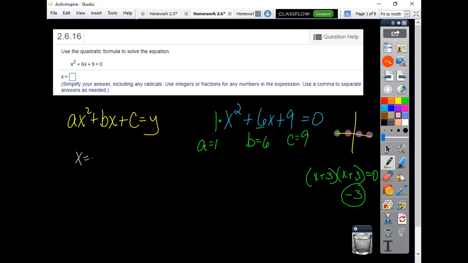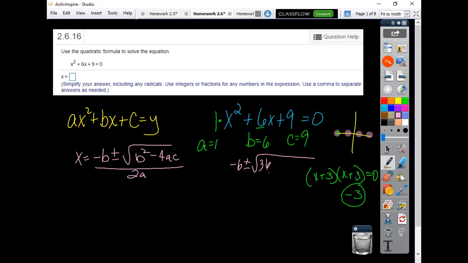So x equals -b plus or minus the square root of b squared minus 4ac all over 2a. And just take it away. So -b would be this -6 plus or minus the square root. B squared, you can write 6 squared, and 6 squared is 36. Minus 4 times a times c, 4 times 9, would be 36, all over 2 times the a, which is just 2.